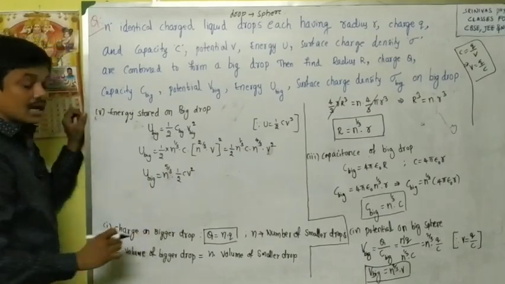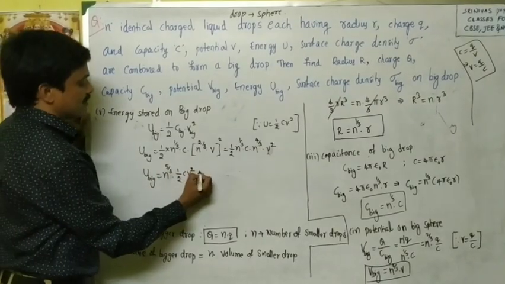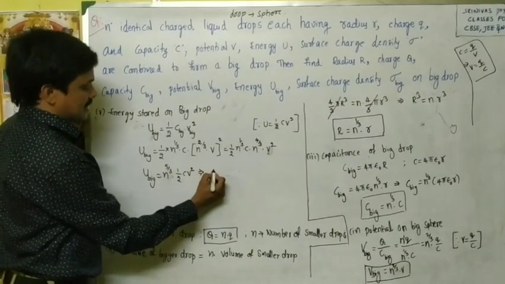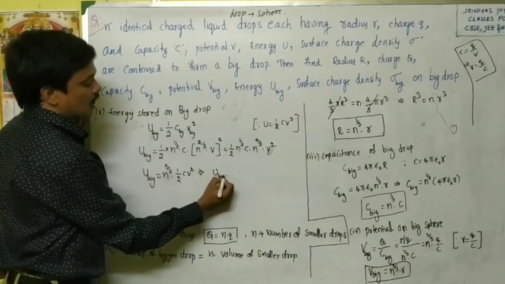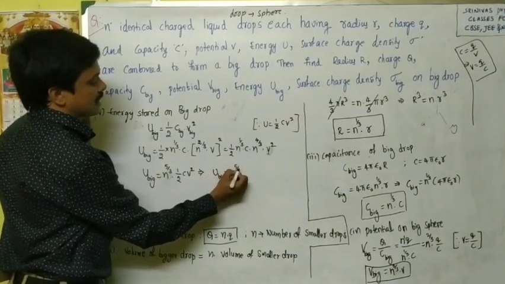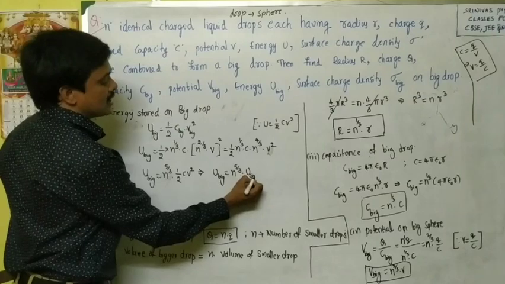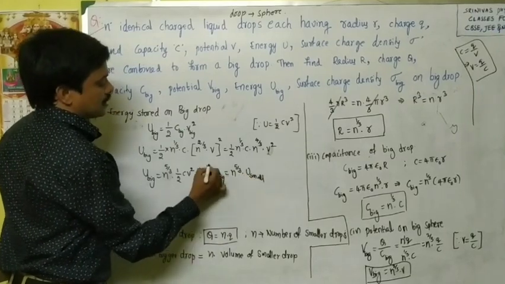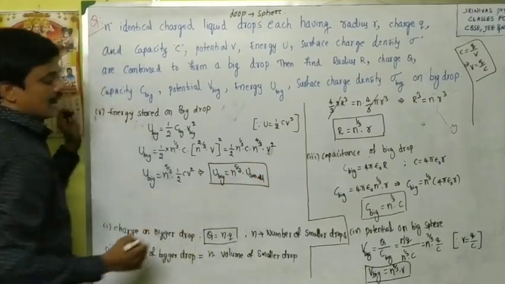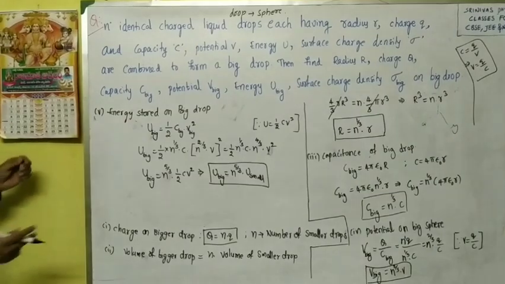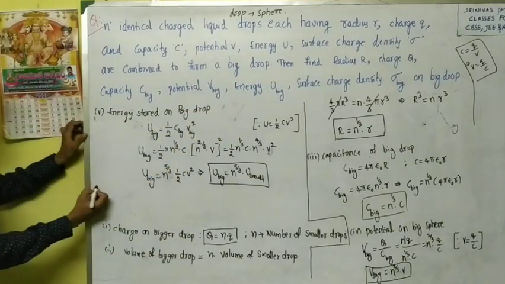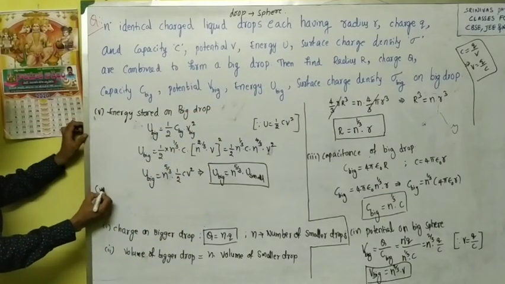Half C V square is the energy stored on the smaller drop. Then we will get this equation. The energy stored on the bigger drop is equal to n power 5 by 3 times the energy stored on the smaller drop, right? Okay, this is the energy stored. And the next one, the last one, is surface charge density. Surface charge density is the sixth point.